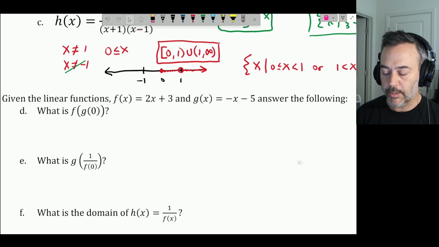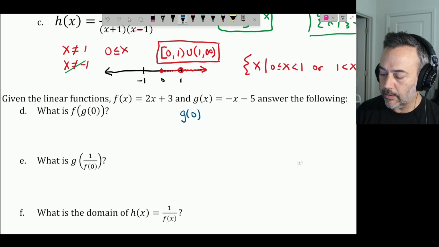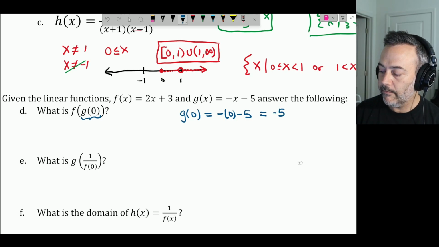Okay, composition of functions. Some students had questions about this. If I have f of g of 0, and f of x equals this and g of x equals this. First off, what is g of 0? Because I noticed that I have g of 0 on the inside here. Let's figure that out. That means you take the g function and you plug in 0. And we get negative 5.